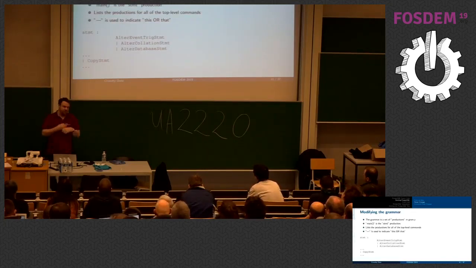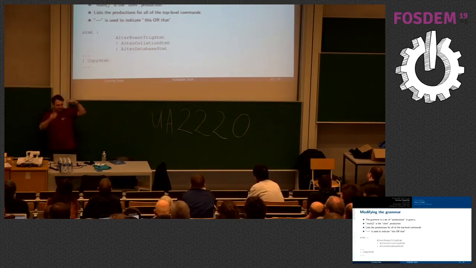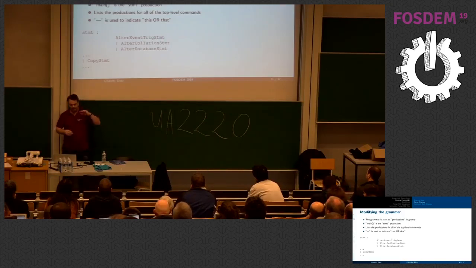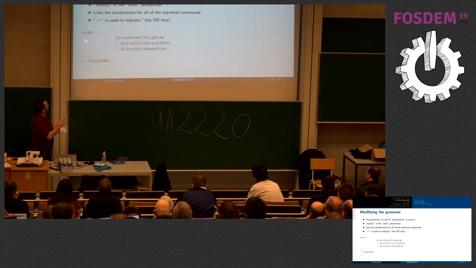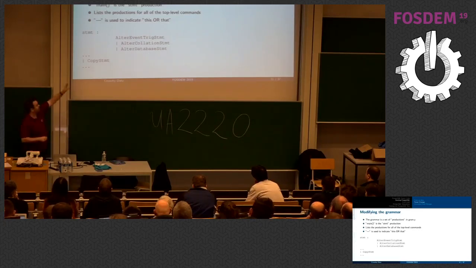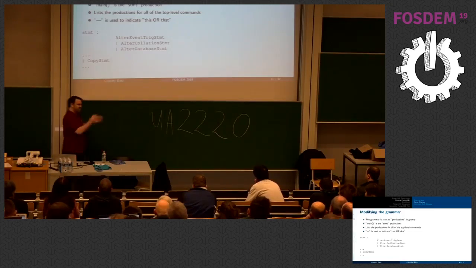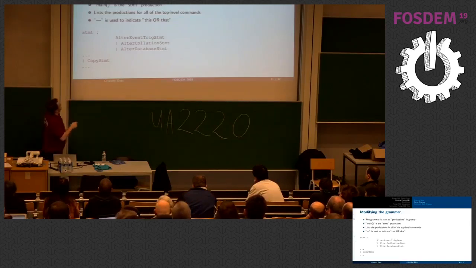The grammar is a set of productions. Every production starts with a production name, a colon, and then a list, essentially, and that tells us what we can do at this point. The very top of all of this is the statement, and then we have a list of every possible statement that we accept. They're separated by these pipes, which indicate an OR: this or that or that or that. CopyStmt is what we're going to look at here.